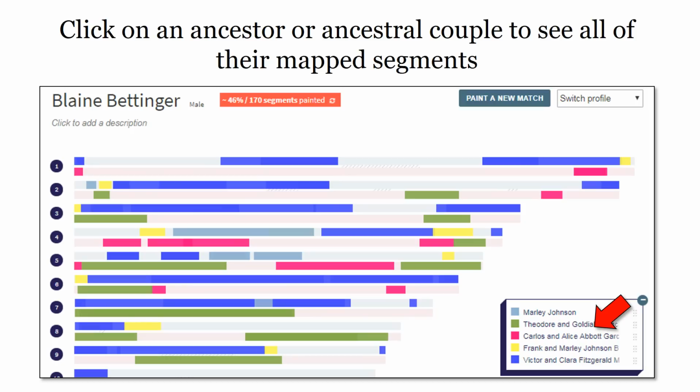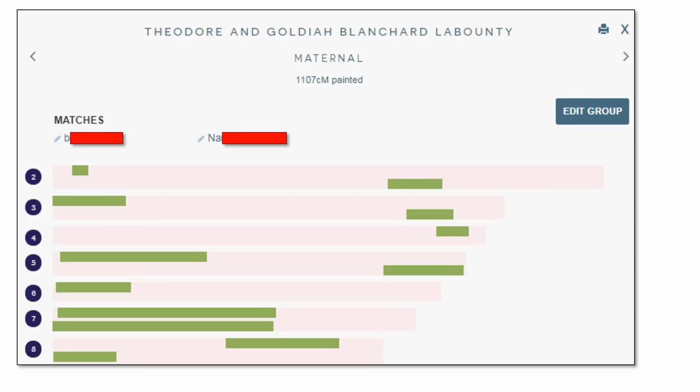Now this is a little bit different view than the match view or the segment view, where we would see all the segments that were assigned to Sally Thomas or shared in common with Sally Thomas. Because, for example, if I click on Theodore and Goldiah here, it could be that I have 5 matches whose segments I've assigned to Theodore and Goldiah. So it'll show you all the segments. When I click on their names, you can see it shows you what matches you have used to assign segments to these shared ancestors.